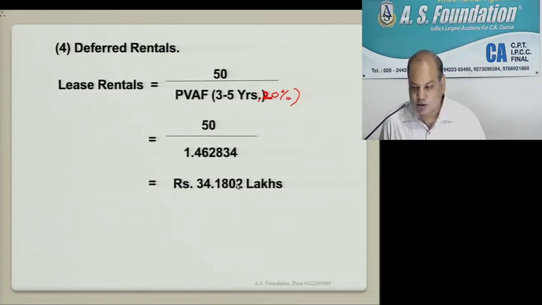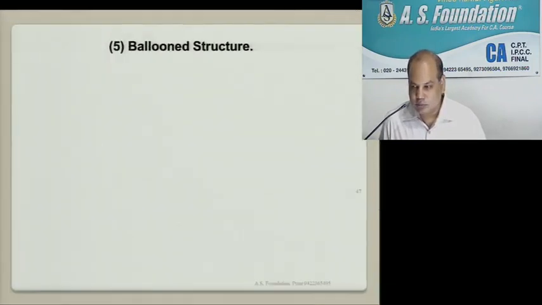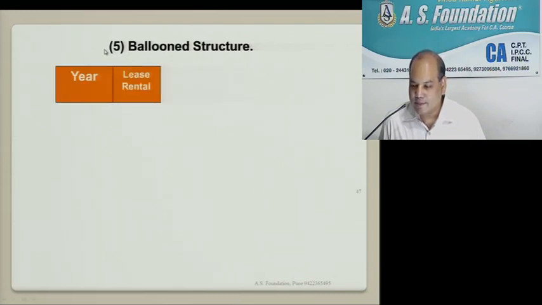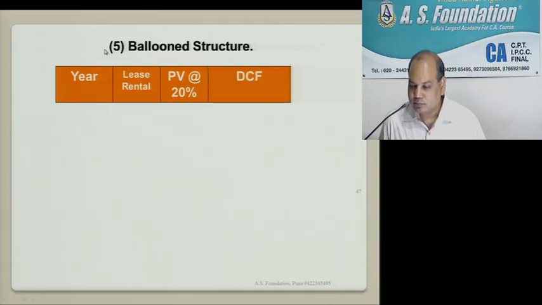What is the fourth question? Balloon structure. Balloon structure means in the last year a heavy rental will be paid. For the first 4 years the rent will be 2 lakh. So write down one heading, balloon structure. We'll draw one table here: lease rental, present value factor at the rate of 20%, and DCF. What is DCF? Discounted cash flow.